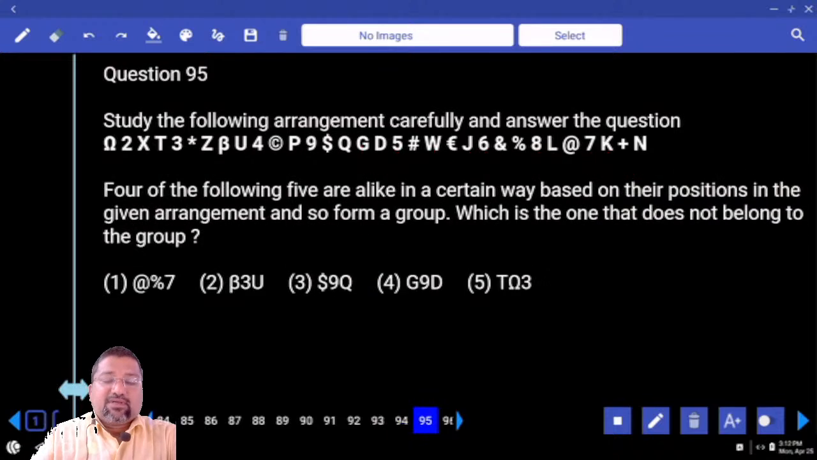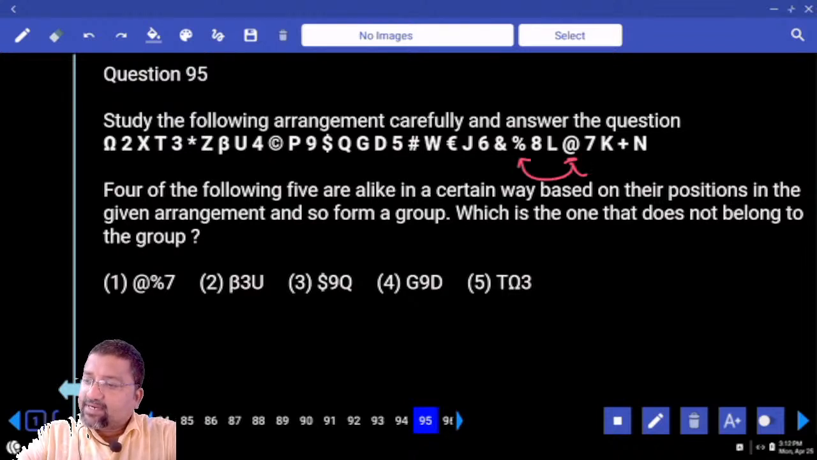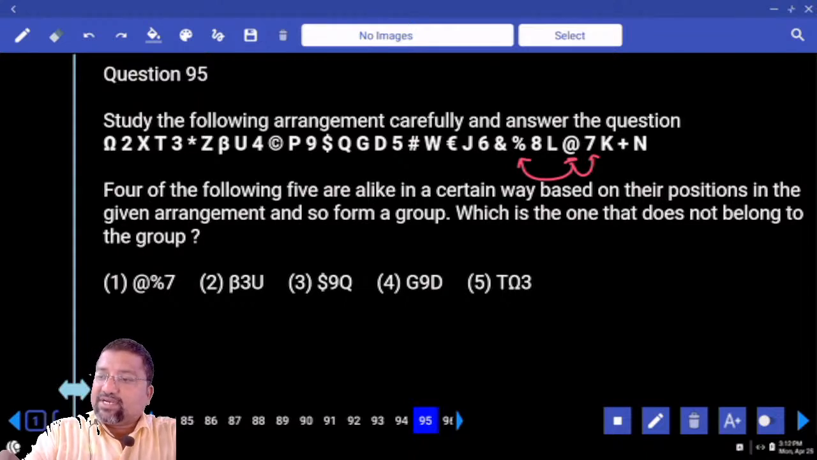Next. You have to compare each operation separately. This is at the rate, I am starting from at the rate. Percentile, third left of at the rate, immediate right of at the rate 7. Okay? Next you are starting with beta.